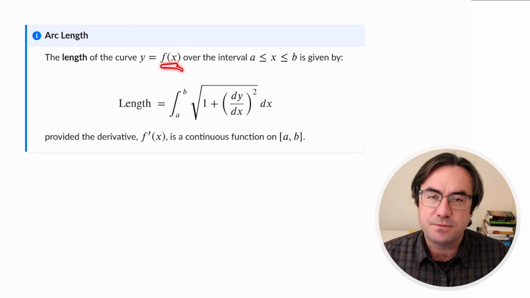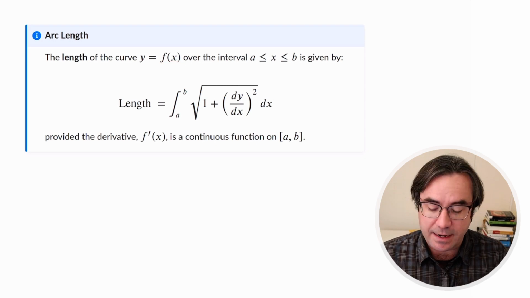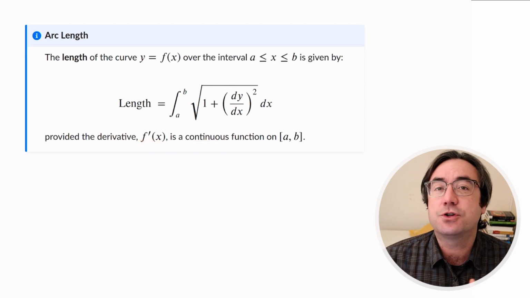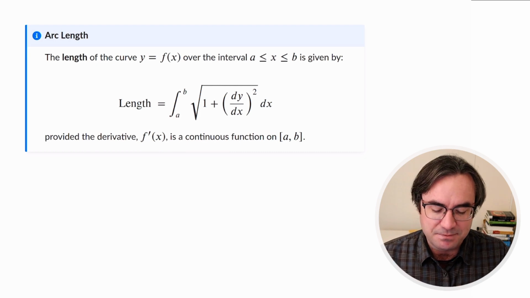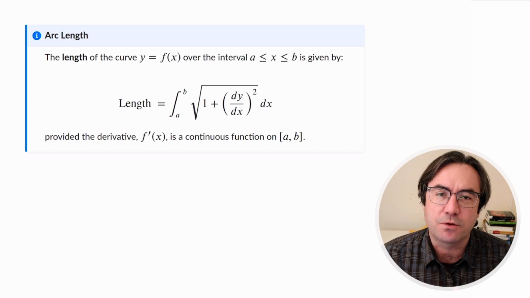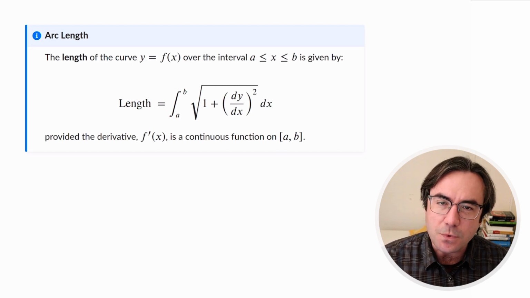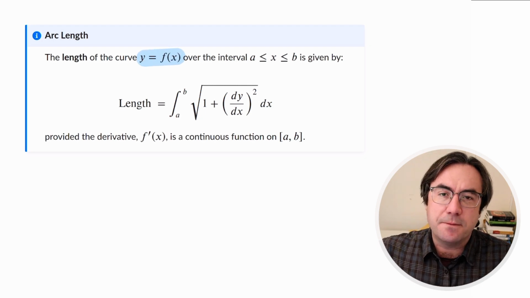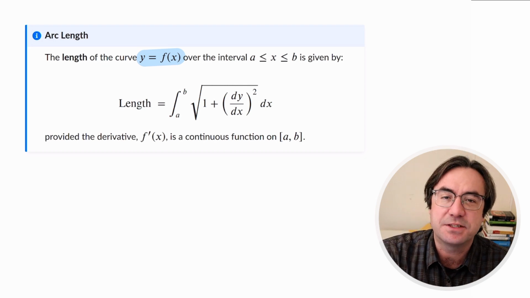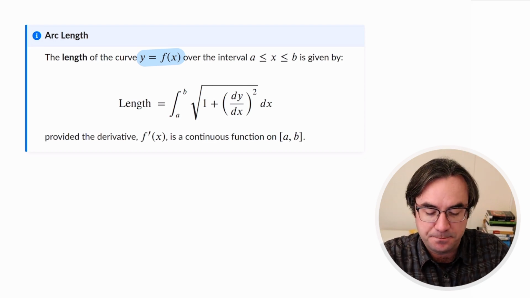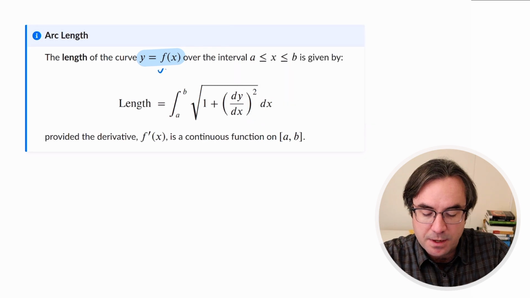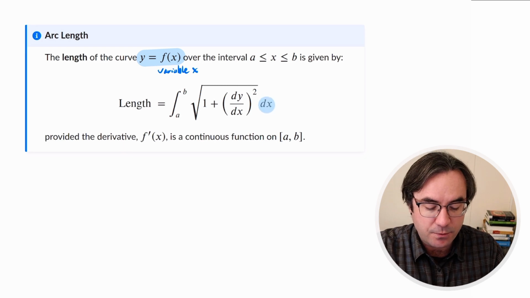All right, and there are a couple other requirements here. The function that we're looking at, the curve that we're looking at, has to be differentiable, so we should be able to calculate f prime, and the derivative should also be continuous. And that's more of a technical requirement in order for this formula to work out. In this formula, we're treating y as a function of x. So x is our variable, and so when x is our variable, we end up integrating with respect to x.